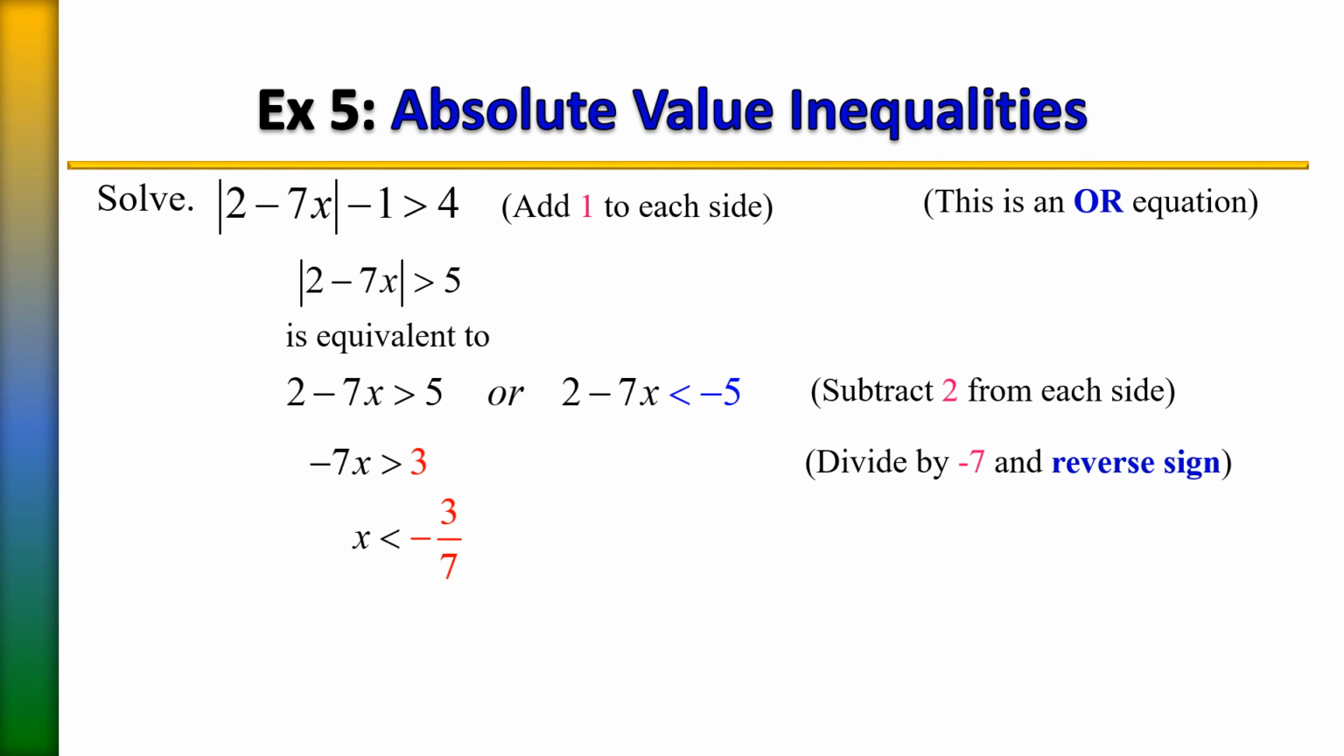And the same is going to go for the second equation. Yes, we have to subtract 2 from each side. Then we're going to divide by -7. And again, because we're dividing by a negative, we have to turn the sign in the opposite direction. And so what we'll wind up with is x is greater than 1. Let's go ahead and get ready to graph those.